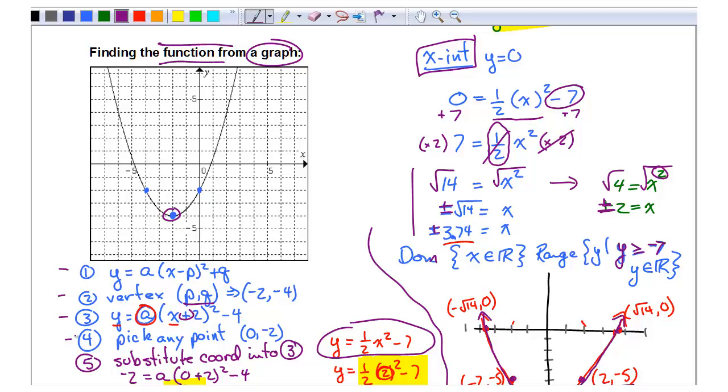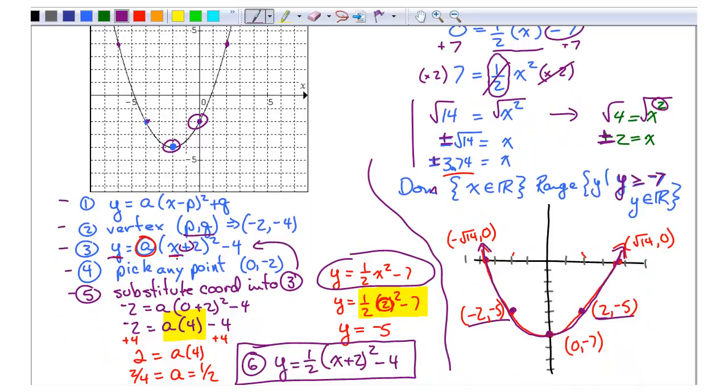Fourth point, now I want to figure out what the a value is. So I pick any point on the parabola. I could pick here at (0, -2). It looks like I could pick this one at (2, 4). I could pick this one. I could pick this one. It doesn't matter. So I'm choosing to work with this one here at (0, -2). I take those points and then step 5, I substitute those coordinates into the equation here in number 3. So I replace the y and the x with the -2 and the 0.